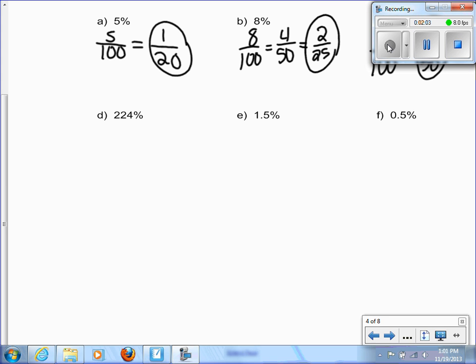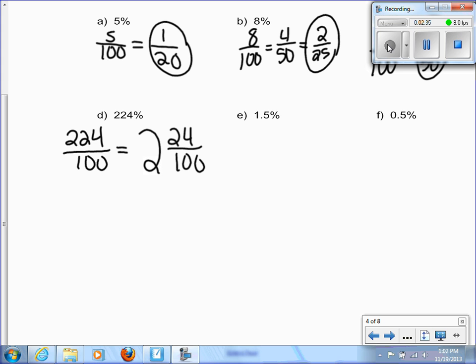For 224%, we're still going to put our percentage over 100. Now, who can give me a mixed number without reducing? Give me a mixed number for 224 over 100. Olivia? 124 over 100. What's 224? Go ahead. 2 and 24 over 100. Good. Thanks for sticking with that.